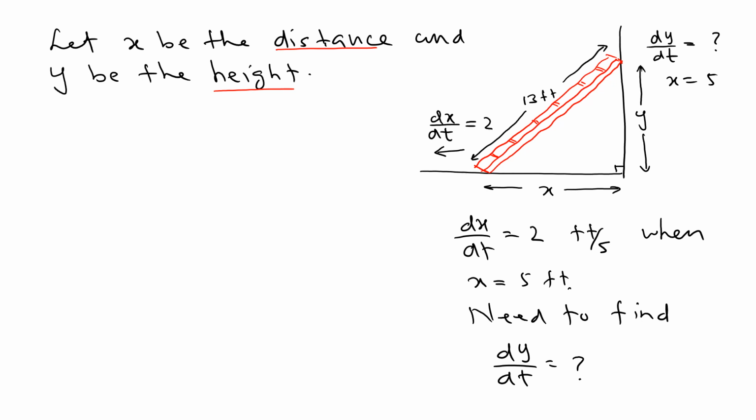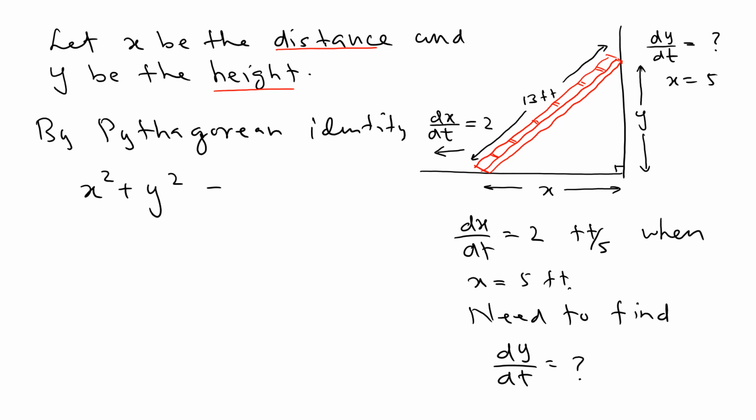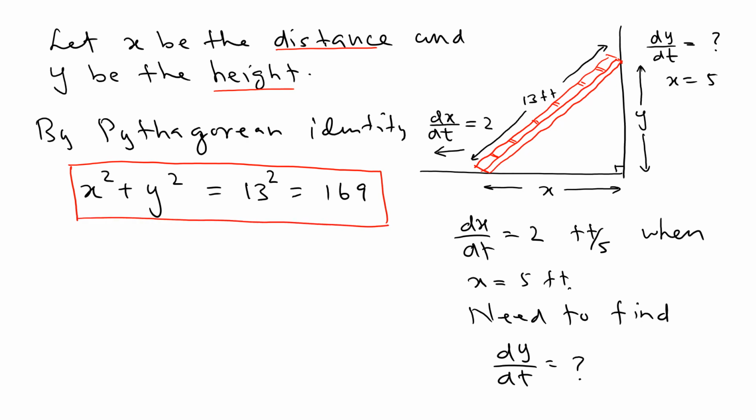It's very clear that from the Pythagorean identity, we can write x squared plus y squared equal 13 squared, which is 169. Okay, so we have a relation now, a relation that relates x and y. Now you can see that both x and y change with respect to time. So we can differentiate now.